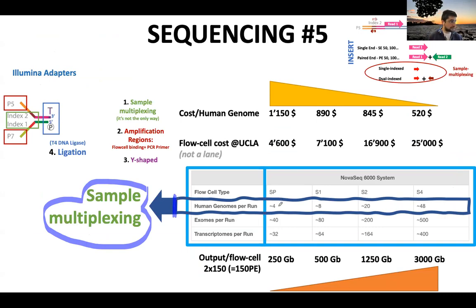Now you can basically add many samples in the same sequencing lane, okay? And this will give you the ability to pay less for the same results. I hope you understood this sample multiplexing and why we are usually trying to multiplex more samples in one lane.